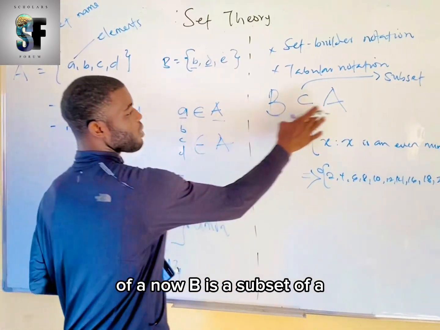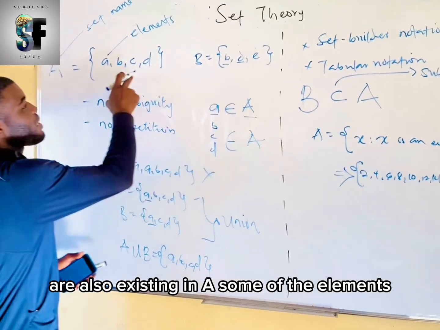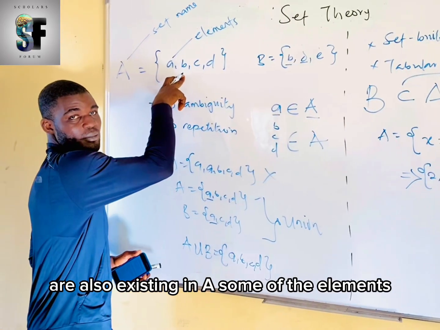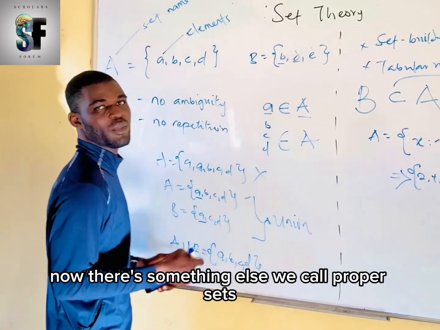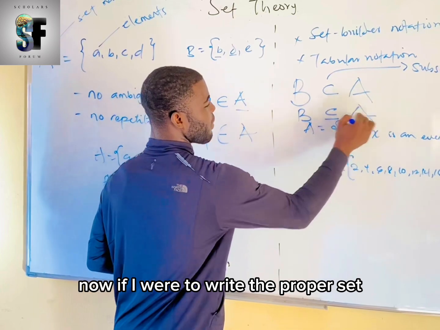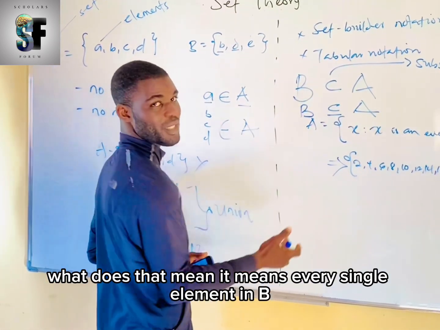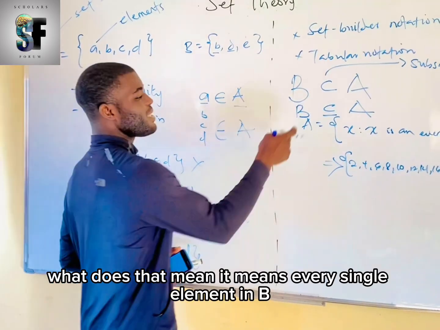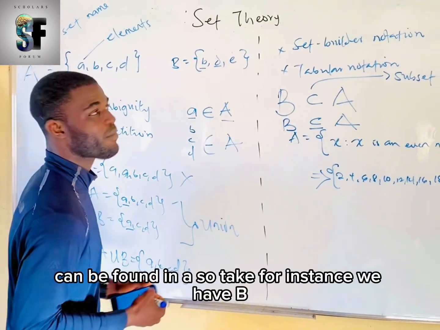Now B is a subset of A. Why? Because some of the elements it has are also existing in A. Some of the elements in set B are existing in set A. Now there's something else we call proper sets. If I write a proper set, I write it as this, B being a proper set of A. What does that mean? It means every single element in B is inside A. Every single element in B can be found in A.